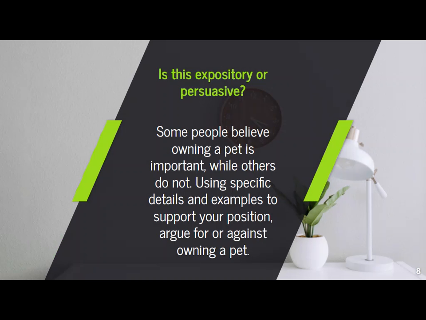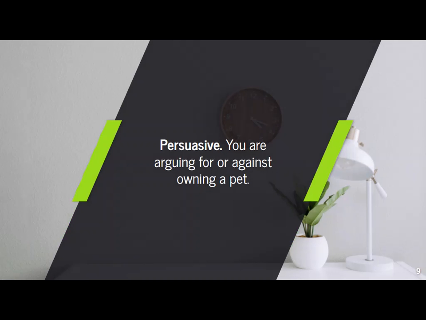Some people believe owning a pet is important while others do not. Using specific details and examples to support your position, argue for or against owning a pet. So is this expository or persuasive? And this one is persuasive. You are arguing for or against owning a pet.